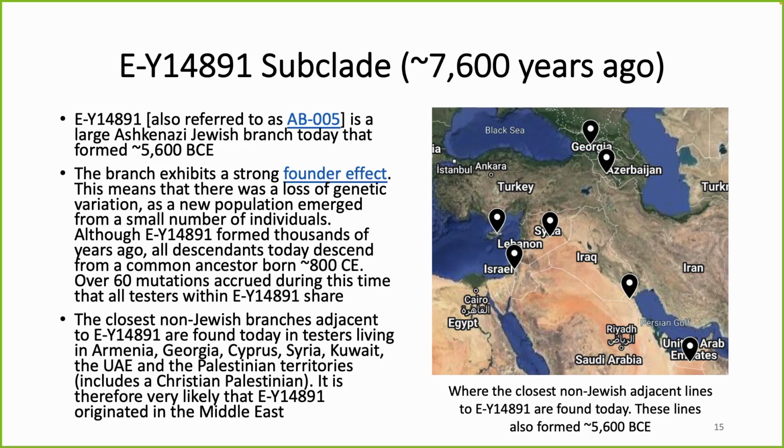Where are those testers living today? Well, they're very close to the Middle East. There's no European presence, really. There's Georgia and Armenia, but in addition to that, we have Cyprus, Syria, Kuwait, the UAE, and a Christian Palestinian. Those are the closest non-Jewish relatives on the Rubin line today.